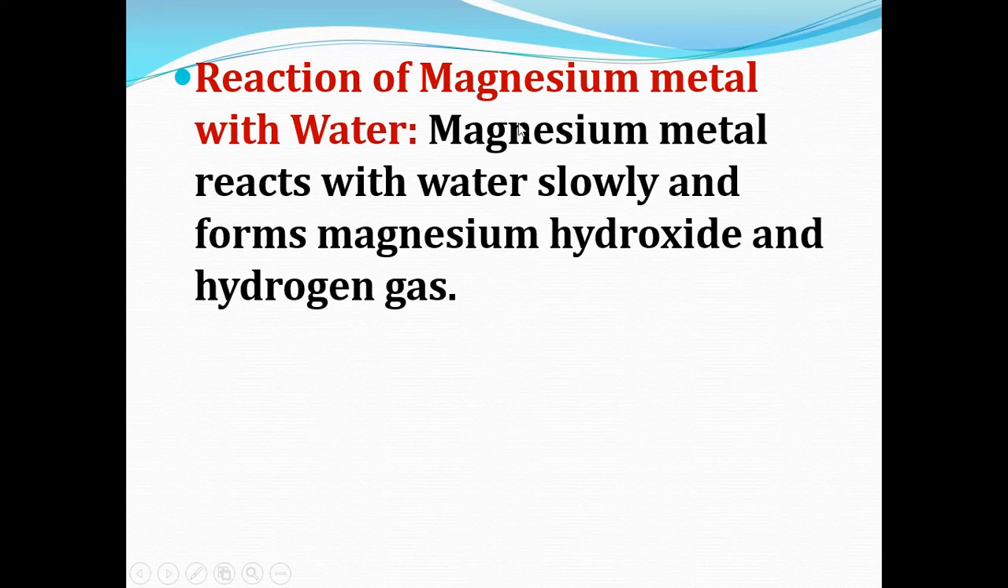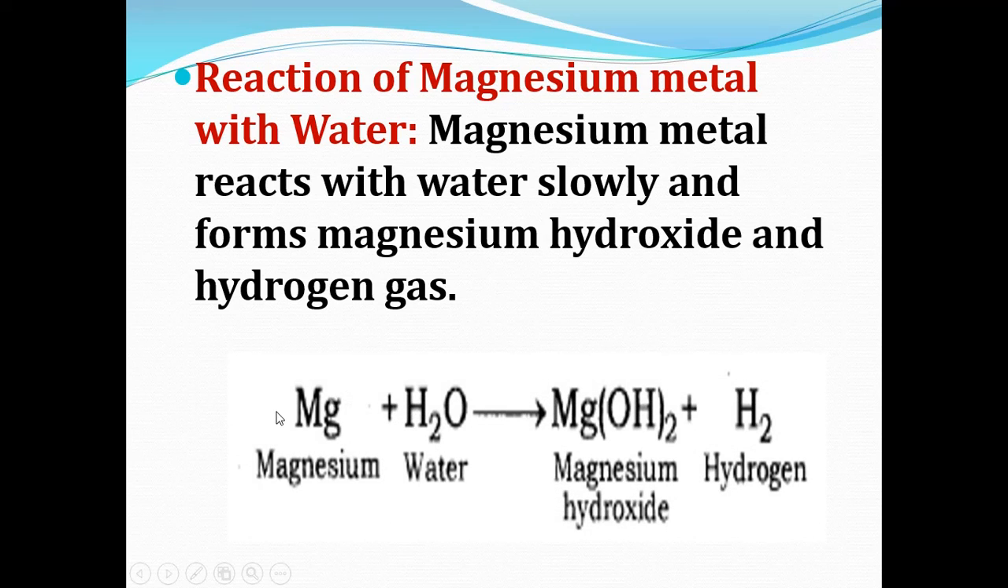Now reaction of magnesium with water. Magnesium will react very slowly with water and forms magnesium hydroxide and hydrogen gas. So here you can see the chemical reaction: Mg, magnesium, reacts with water and forms magnesium hydroxide, Mg(OH)2, plus H2.